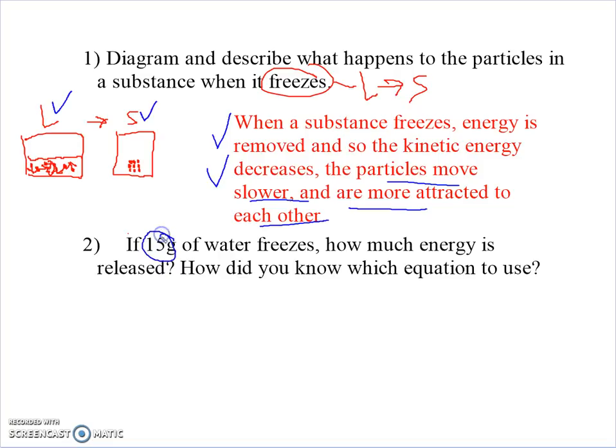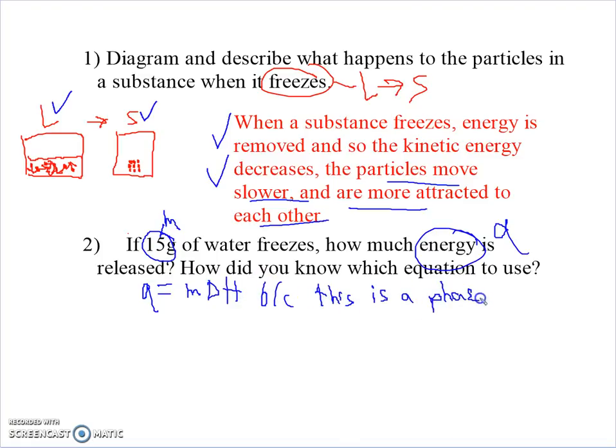Number two, if 15 grams of water freezes, how much energy is released? So we're given 15 grams of water, that's M. It's asking for how much energy, so that's Q. And it says, how did you know which equation to use? Okay, well, this is a phase change, so we're going to use Q equals M delta H, because this is a phase change, not a temperature change.